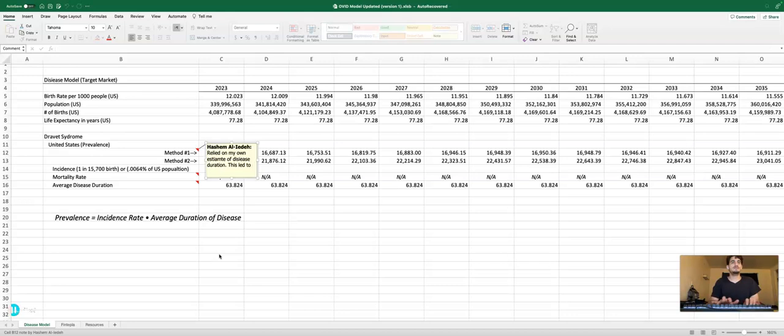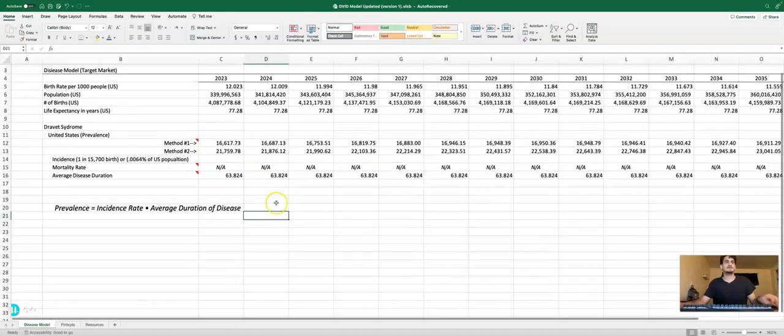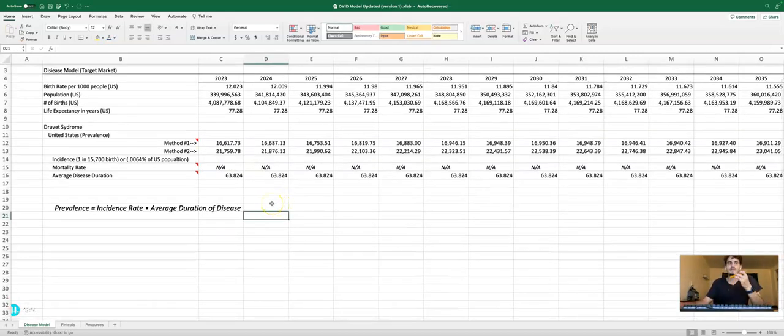This can lead to a difference, which led to the difference between method 1 and 2. Right? So I'm just going to put that note in.